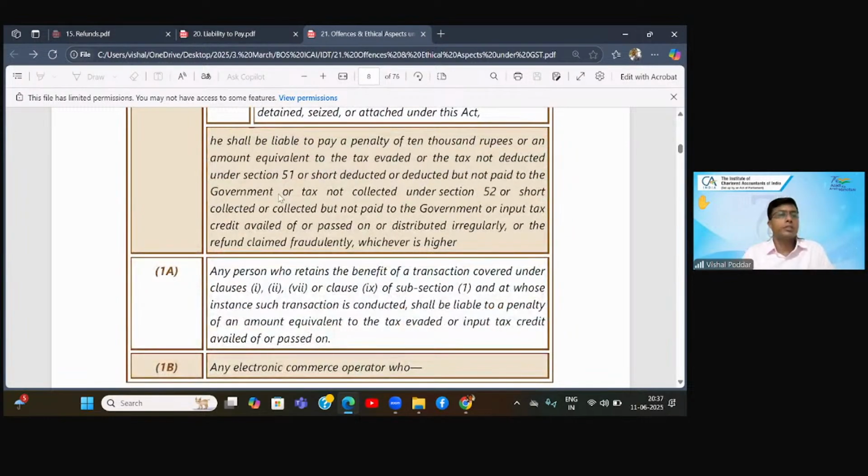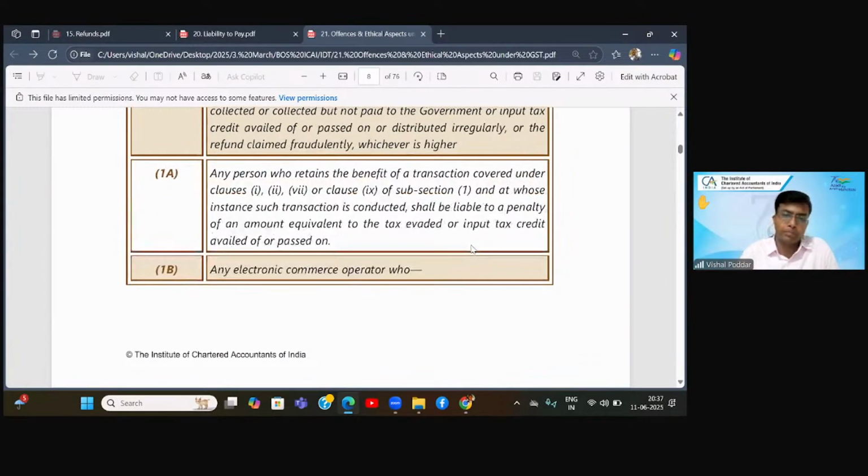Now, if any of these things are done, the person shall be liable to a penalty, which will be 10,000 rupees or an amount equal to the tax evaded, tax not deducted, tax not paid, tax not collected, any of whatever wrongdoings you have done. So the tax involved in that, or 10,000, whichever is higher, is your penalty.